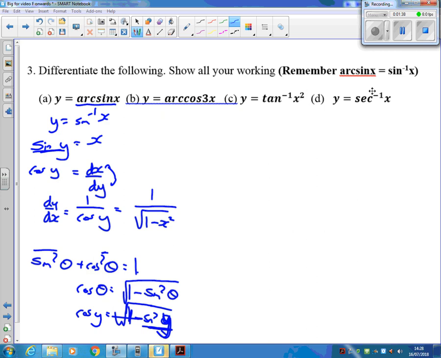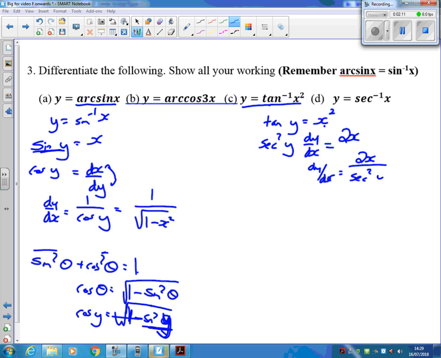And the others are done in a similar way. I think I'll do this one here next as well. But again, to get rid of the inverse tan, I'm going to tan both sides. Tan y is equal to x squared. And then I'm going to use my implicit differentiation. So tan goes to sec squared y. Because there's a y there, I need to write dy by dx next to it. And differentiating this makes 2x. So dy by dx is 2x over sec squared y.